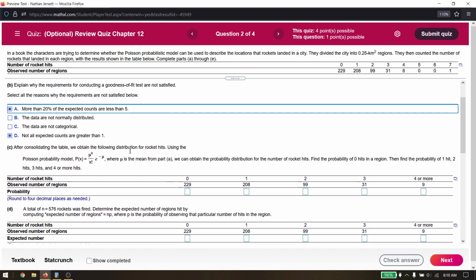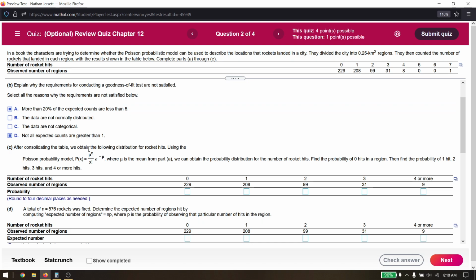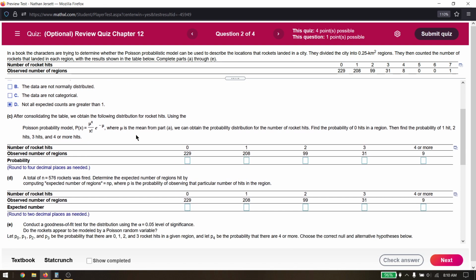So what do we do? Well, what we can do is consolidate the table and create a new distribution where instead of having 0 through 7, we have 0 through 4 plus. That's what it says here. 0, 1, 2, 3, 4 or more. And that just creates this whole block of zeros and 1 to just go away. So it's an effective way to meet the requirements, and that we can continue using that. Okay, so we're going to consolidate the table and use the Poisson probabilistic model using this.